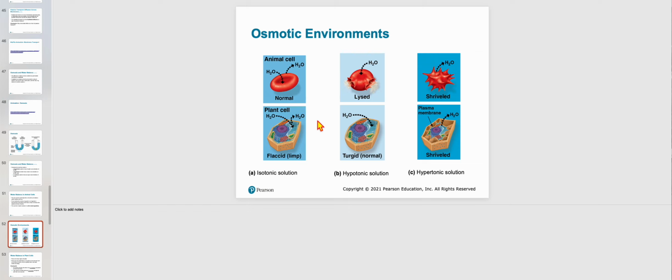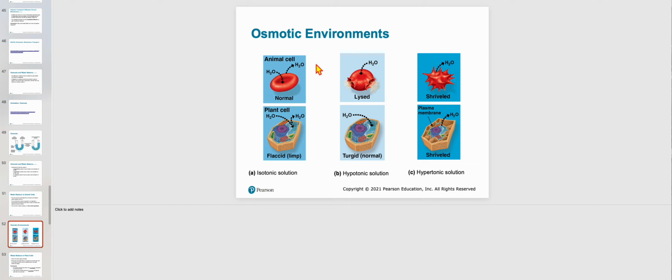So in a normal cell, you see water going in at the same rate that water is going out. So we're looking at the animal cell only first. That makes better sense. So we'll start with the animal. And notice that's called isotonic, where the water is going in at the same rate that water is going out. In essence, water is really not doing anything because it's going in at the same rate that it's going out.